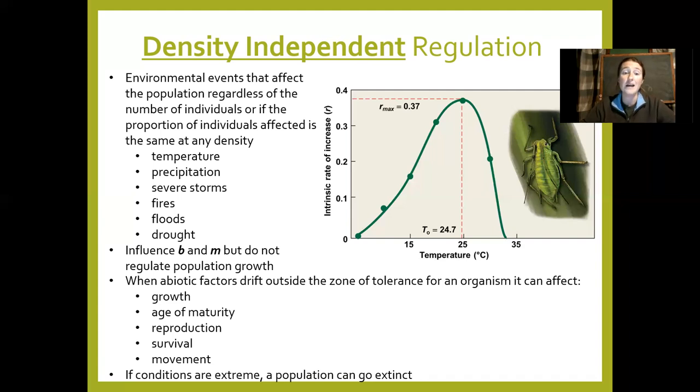So again, if abiotic conditions fall outside of the zone of tolerance, it can affect population sizes by indirectly affecting them in terms of growth, maybe changing how long the individual has to wait in order to reproduce, therefore how many individuals they can produce over the course of their lifetime, whether or not they're able to survive, whether or not they're able to migrate, etc. And so if conditions fall very much outside of that optimal zone, the zone of tolerance, then populations can ultimately go extinct.